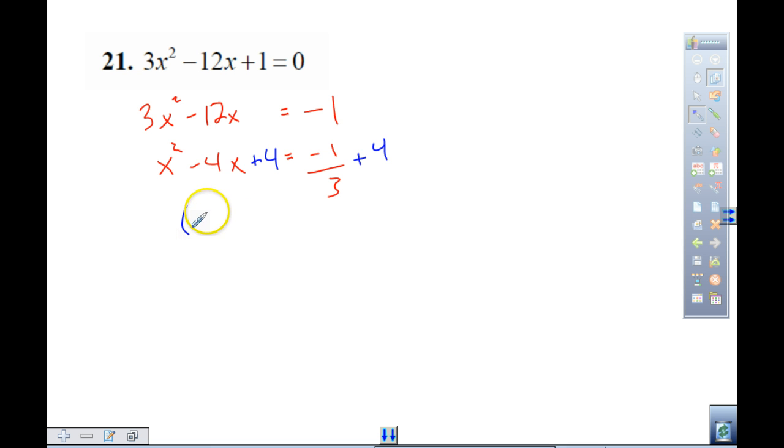So we have (x minus 2) quantity squared equals 4 minus 1/3, which would be 3 2/3, which is what, 11/3.